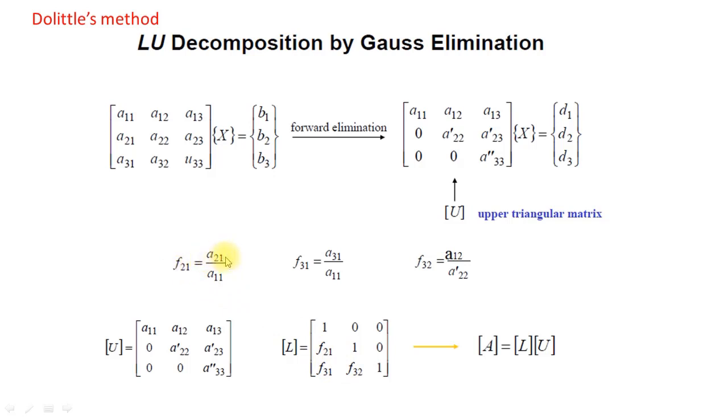f21 is equal to a21 divided by a11. This is a21 divided by a11. For f31, this is a31 divided by a11, and for f32, this is a32 divided by a'22, this new entry. So we can factorize the matrix A into L and U.